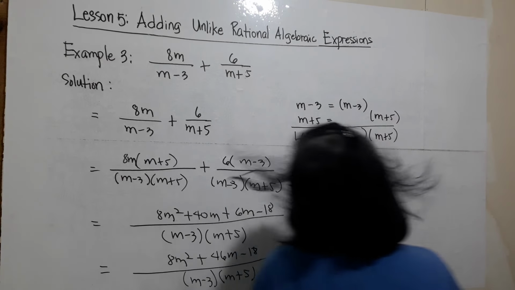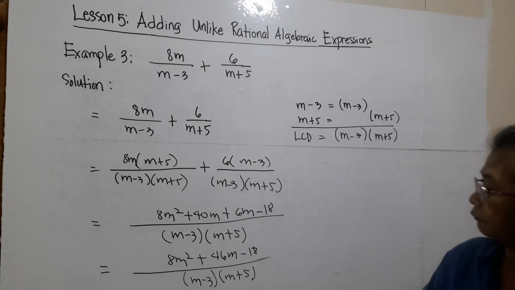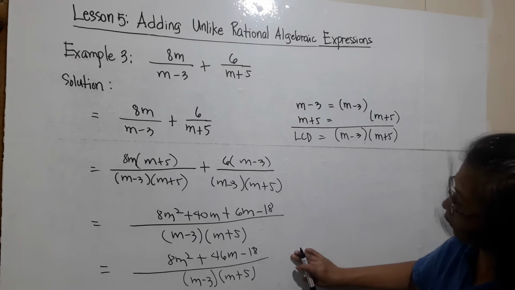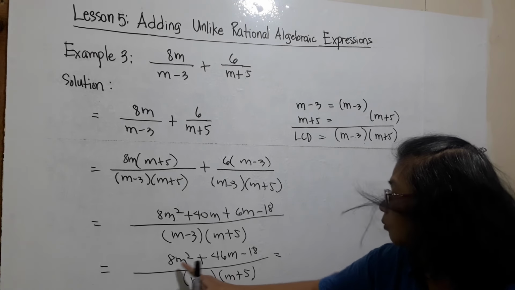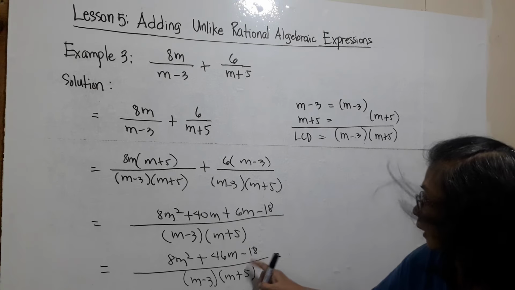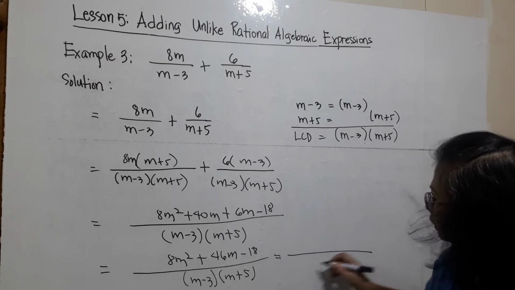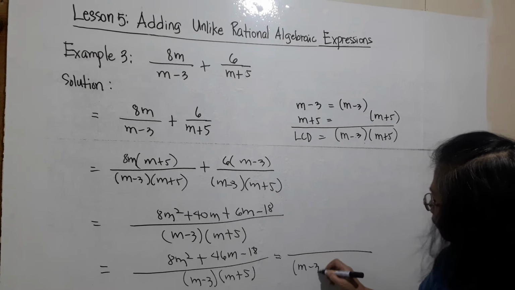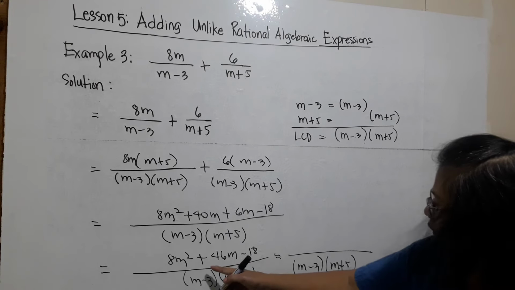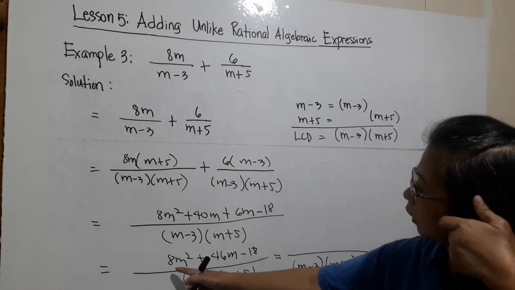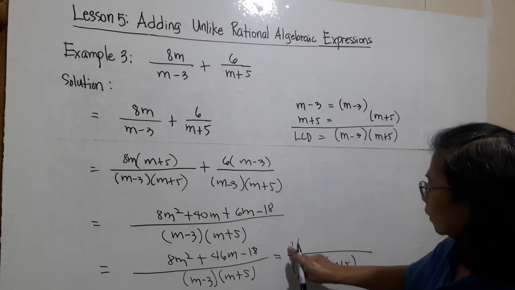Okay, we can factor. We will see if there are common factors later to be cancelled. There is a common monomial factor here, yes, among the numerical coefficients. M minus 3 times m plus 5. So the common factor among 8, 46, and 18 is 2. Only 2.